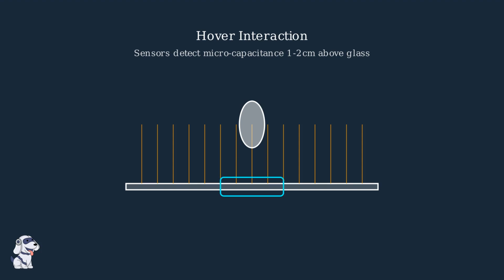This enables pre-tap effects, such as highlighting buttons or previewing content before physical contact is ever made. By bridging the gap between hover and touch, devices can offer a more fluid and responsive user interface. Constant high-frequency scanning of a touchscreen drains battery life quickly. To solve this, modern devices use energy-aware, event-driven polling.